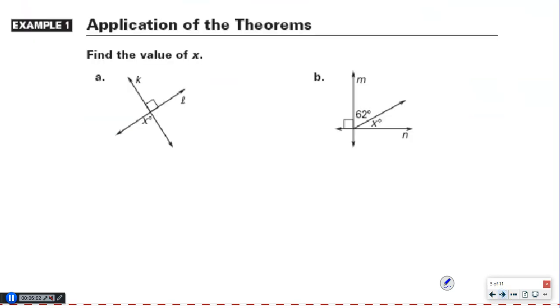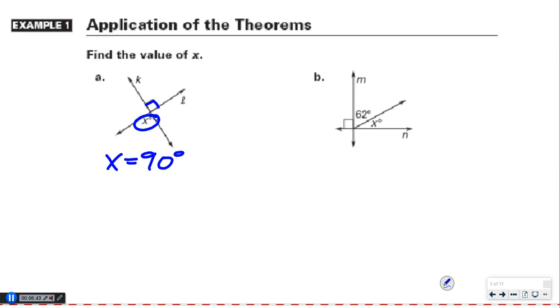So let's apply that knowledge to these examples. We need to find the value of x. So example A, we need to find the value of x. All we have on there is an x, and that little symbol there showing that that angle is 90 degrees. So if we know that's 90 degrees, we know x has to be 90 degrees because they're vertical angles. So x equals 90 degrees.